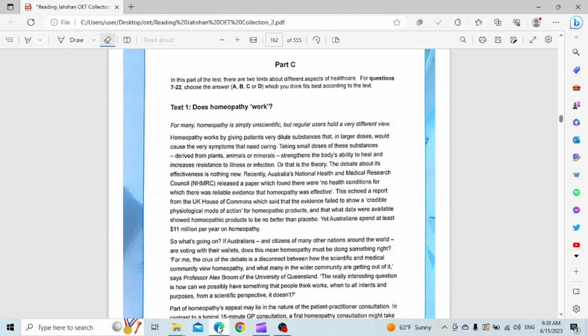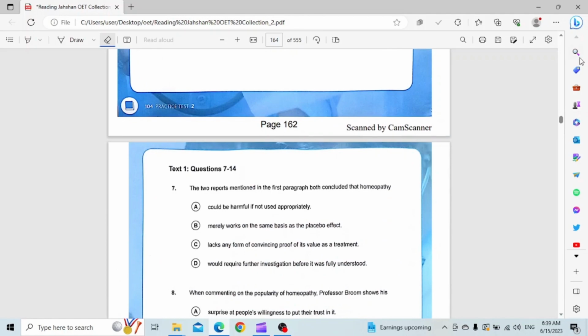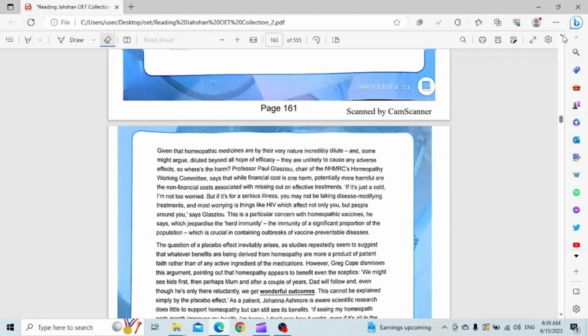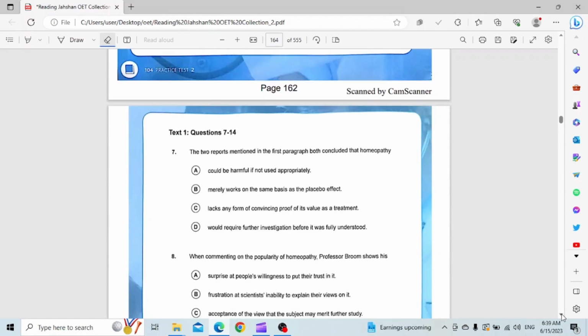Okay, Part C, as we said previously when we were discussing Part B, in Part C particularly, all the answers that you will have, you can exclude them very easily. The answers are so easy, and at the same time, each question has its own paragraph. So the first question is for the first paragraph, the second one is for the second one, and etc.